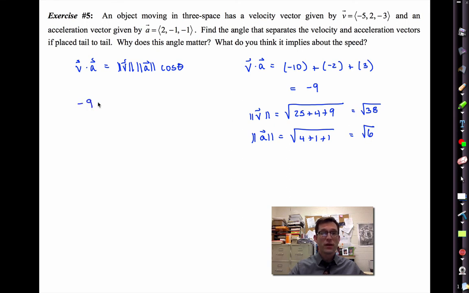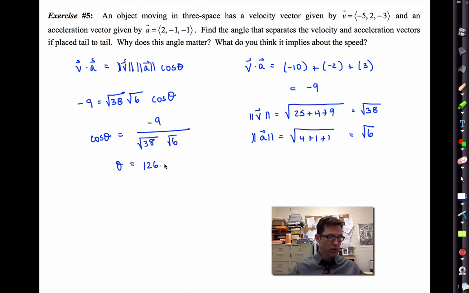Come back over here. Negative 9 is the square root of 38 times the square root of 6 times cosine theta. Cos theta equals negative 9 divided by root 38, root 6. Do the inverse cosine, and theta will be 126.587 degrees. All right, so there's the angle that separates them.